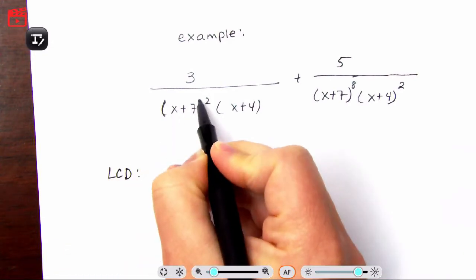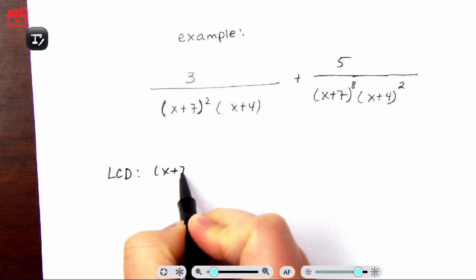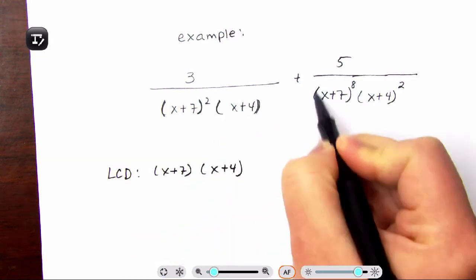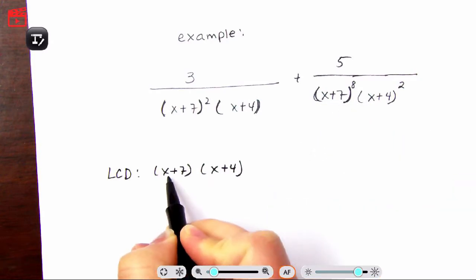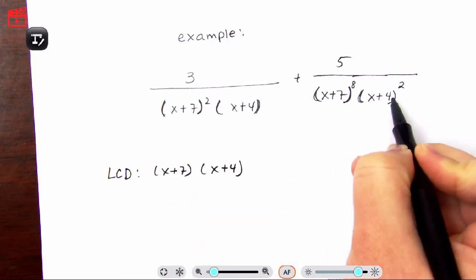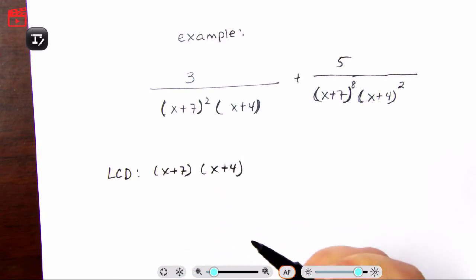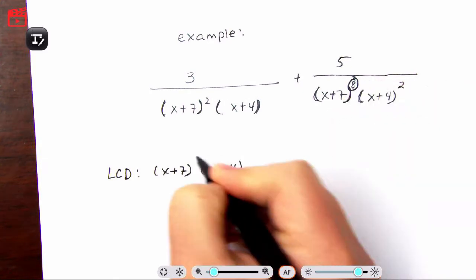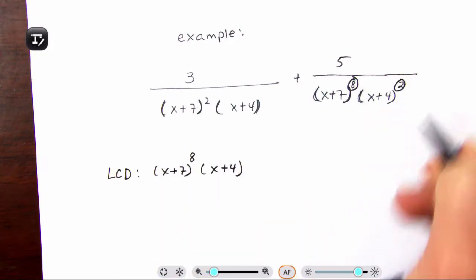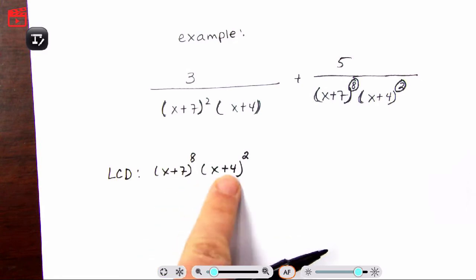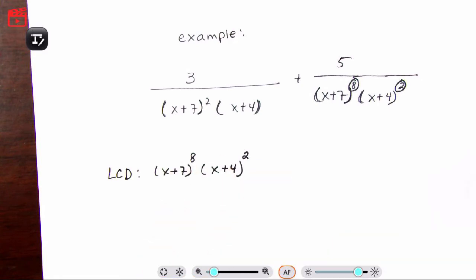So for example, I have an x plus 7 bubble here. I have an x plus 4 bubble here. I have an x plus 7 bubble, which I already have. And I have an x plus 4 bubble, which I already have. So what I am now looking for is the higher exponent. I have a higher exponent of 8 for this bubble, and a higher exponent of 2 for this bubble. So in your LCD, you would have the same bubbles with the higher exponents.